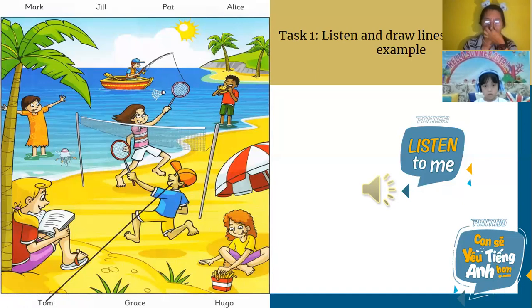Hello, Mrs. White. Here's a picture of my friends. Oh, yes. They're on the beach. Yes, they are. There's my friend Tom. He's playing badminton. I can see him. I like Tom's baseball cap. Yes, it's his favourite one. Can you see the line? This is an example. Now you listen and draw lines.